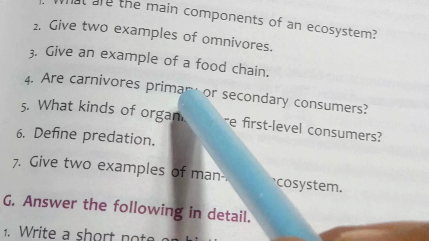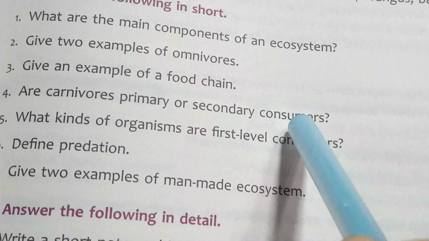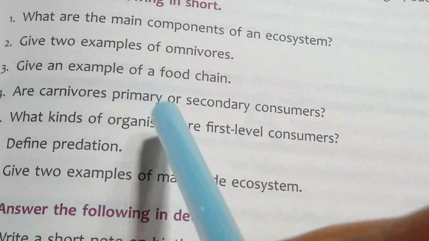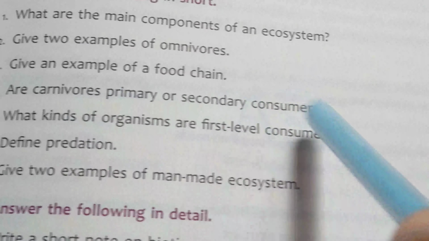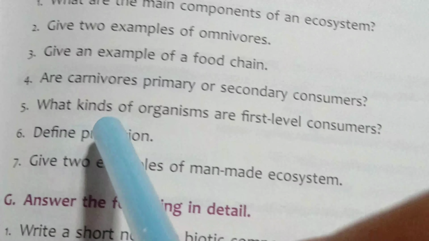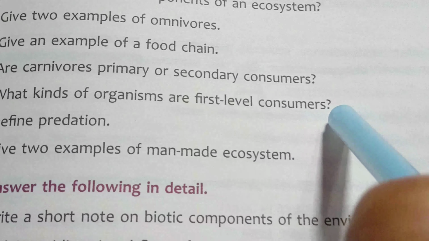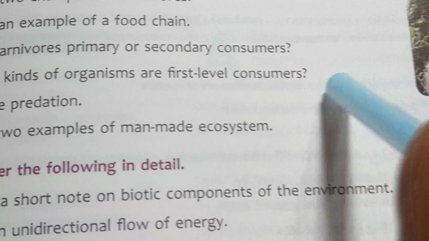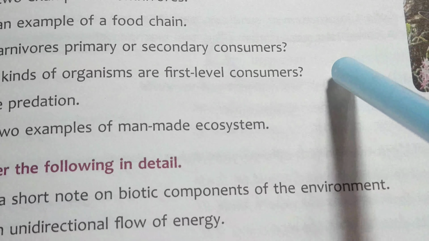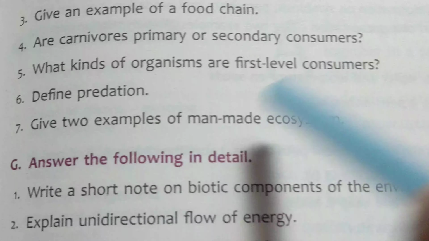Are carnivores primary or secondary consumers? Carnivores are secondary consumers because carnivores basically eat the primary consumers. That's why carnivores are secondary consumers. What kinds of organisms are first level consumers? First level consumers means basically herbivores, which actually eat the green plants or grass. They are first level consumers like cow, goat, horse, rabbit, frog also.